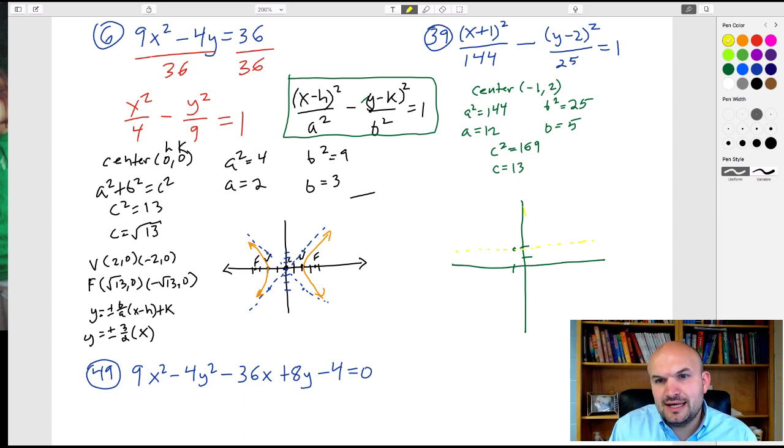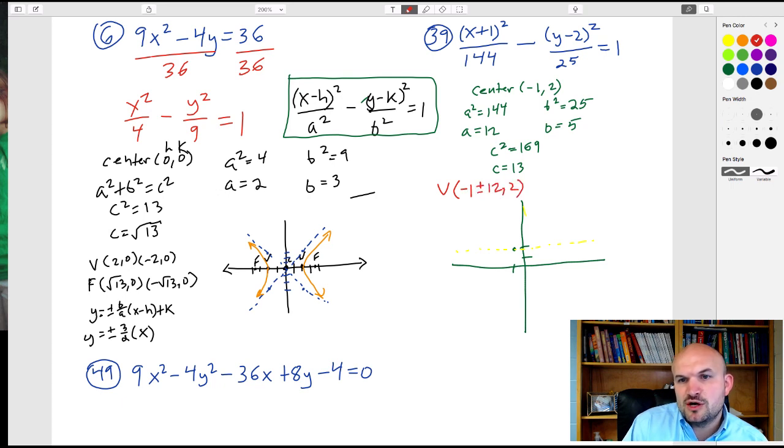All right, next, let's identify where my vertices are going to be. My vertices are going to be along this axis, and they're going to be 12 units, which is a, from the center. So my vertices are going to be at -1 plus or minus 12, 2. Let's figure those points out. -1 plus 12 is 11, 2. And -1 minus 12 is -13, 2. Okay. Now we can plot those points.